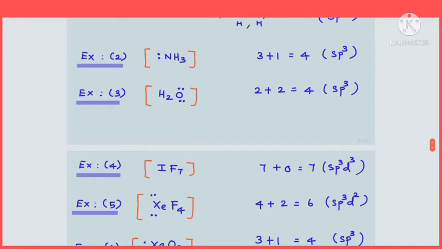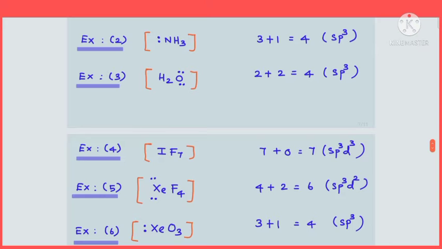Next, the ammonia molecule, NH3. You know very well that in ammonia there is a lone pair on the nitrogen atom, so the number of lone pairs is 1. The central atom nitrogen is surrounded by 3 hydrogens, so the total number of atoms attached to the central atom is 3. The number of lone pairs is 1. So 3 plus 1 is 4. If the total is 4, then the hybridization is sp3, like the previous one.